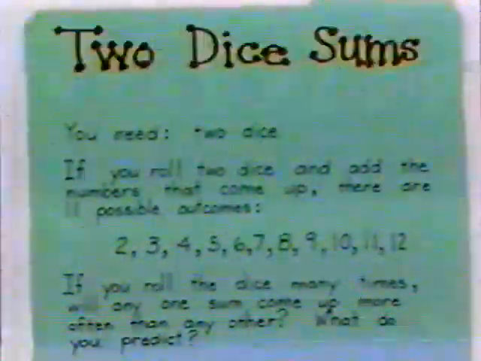Hi, and welcome back. We are going to work with probability, and then we're going to move into graphing. So I want to begin the probability section with two related activities. The first one is called two dice sums. In this activity, the children each need two dice, or you can have them work in pairs.